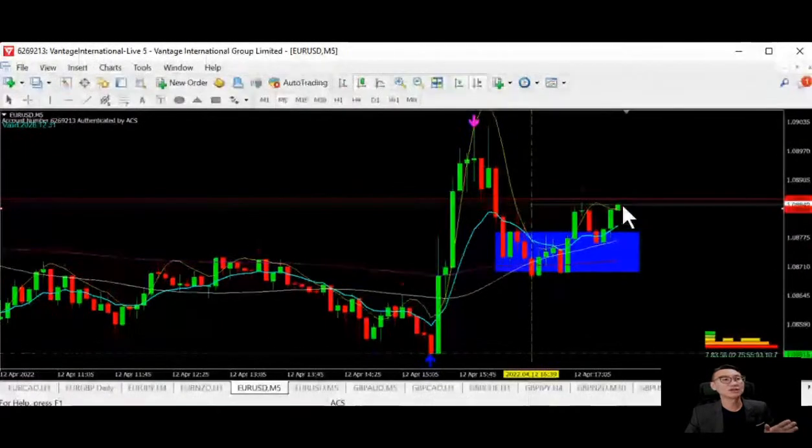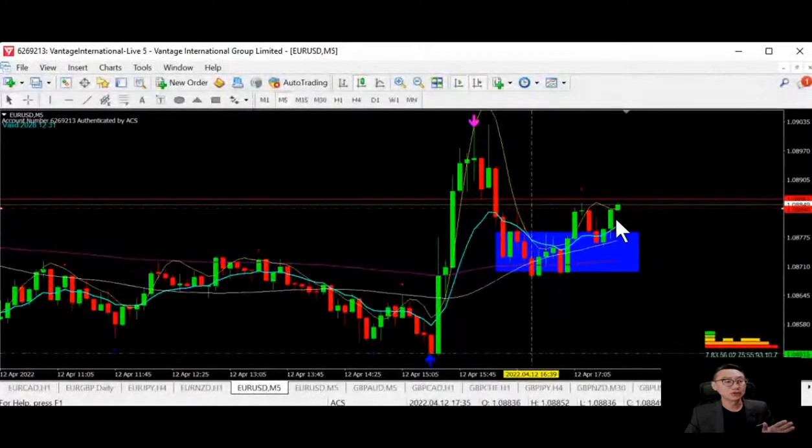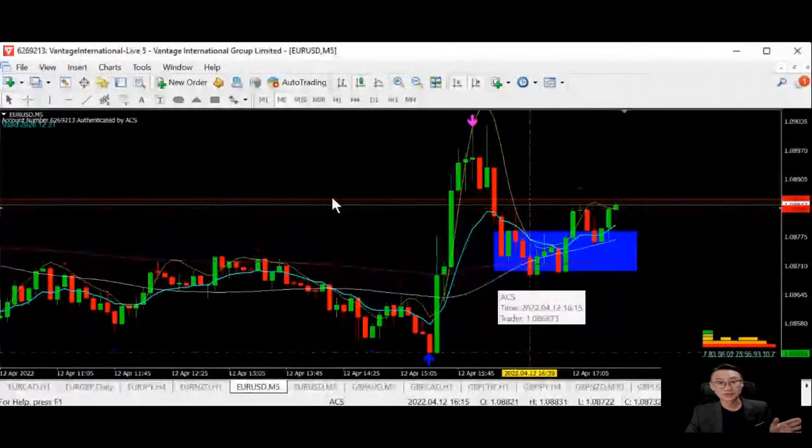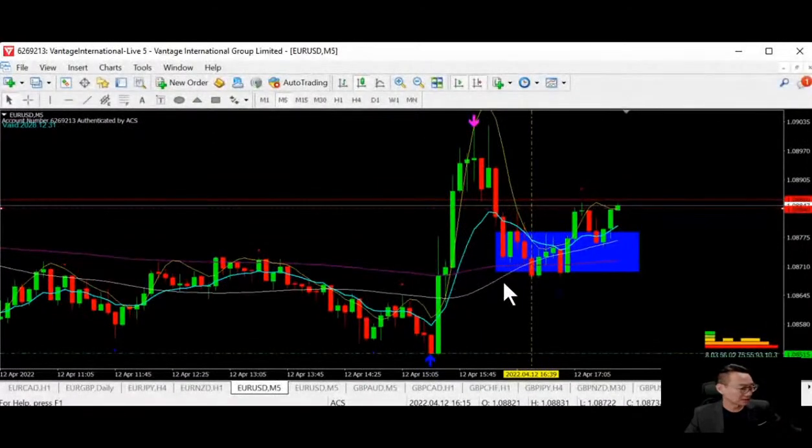So let's wait for a lower resistance to get through this V. Then it will start to go down and test the main support here. You get what I mean now? Right? So I hope you guys can understand what I'm saying.